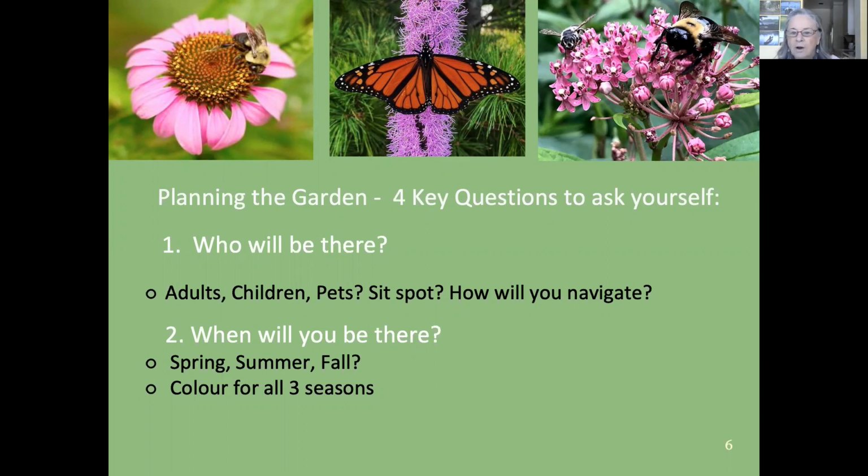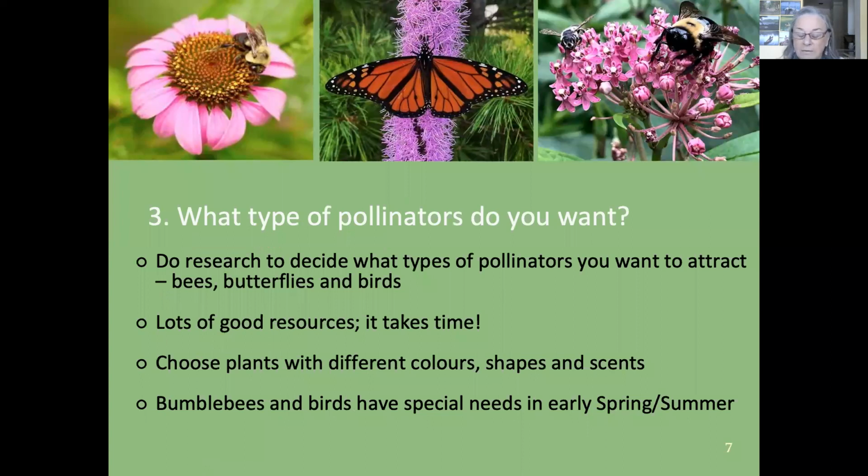When will you be in your garden? If you'll be there in all three seasons, then you'll want to plant plants that blossom in each of the seasons. And it's also much better for the pollinators because they'll have food throughout. Next, what type of pollinators do you want? Do you want to attract bees, butterflies, or birds?